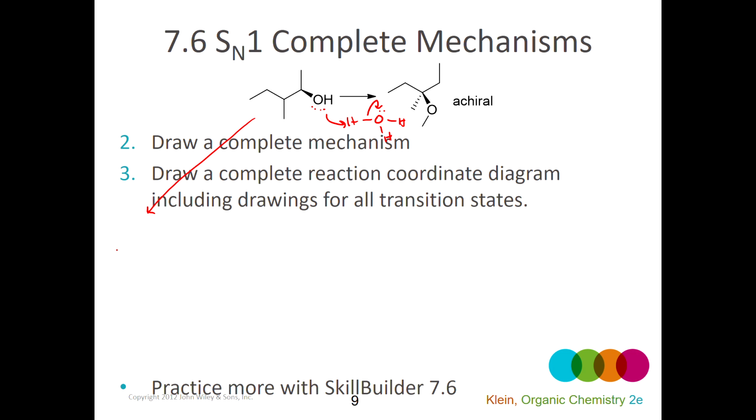So that would give me a structure that looks like this, where now I have a water leaving group here. That OH that was there picked up a proton. Now it's a great leaving group. I don't have a strong nucleophile.